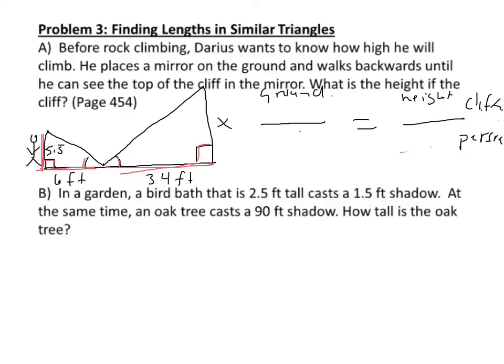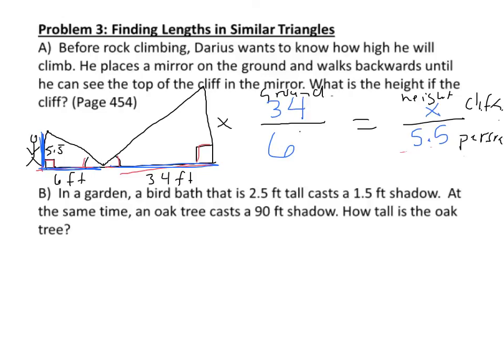So when I'm looking at my numbers, this number right here would be the height of the person. Height person, I should make sure to line that up. Here's the ground of the person. So ground person should be 6 on the bottom. Here's the ground of the cliff. So ground cliff should be matched up. And I'm looking for the height of the cliff.